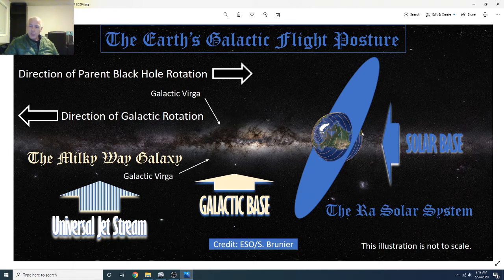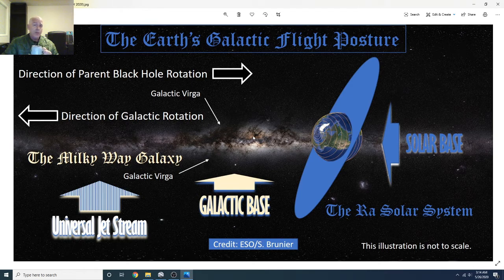Now, over here, we have the smeagols from the galaxy that are striking our solar system. This blue disk right here is our solar system. This line around our planet is basically the best I could do for an illustration of our ecliptic in relation to the solar plane, right? And so the smeagols from the galaxy are striking the base of the planet, pushing this whole entire solar system in this direction of our parent black hole's direction of rotation.